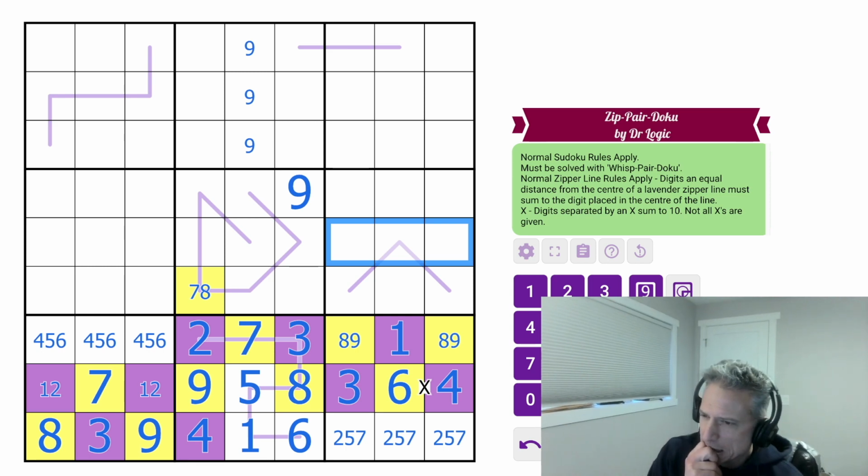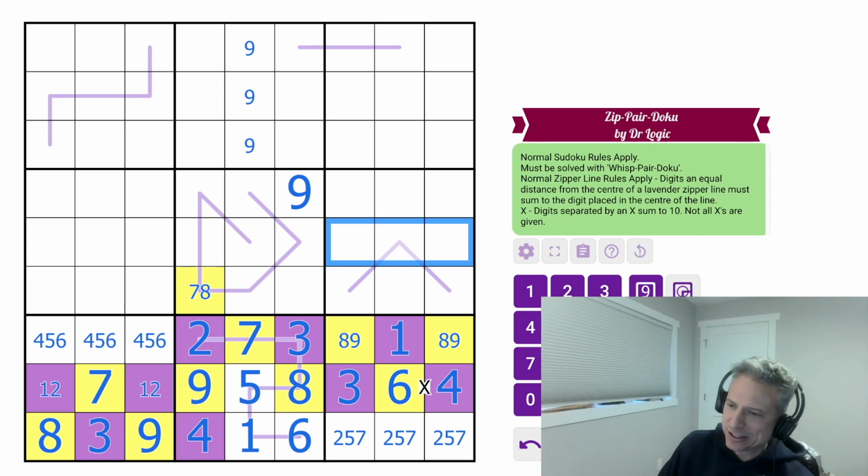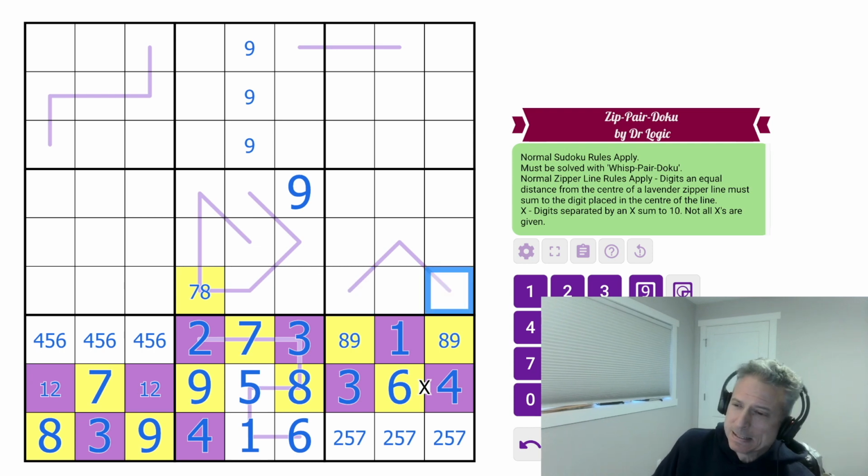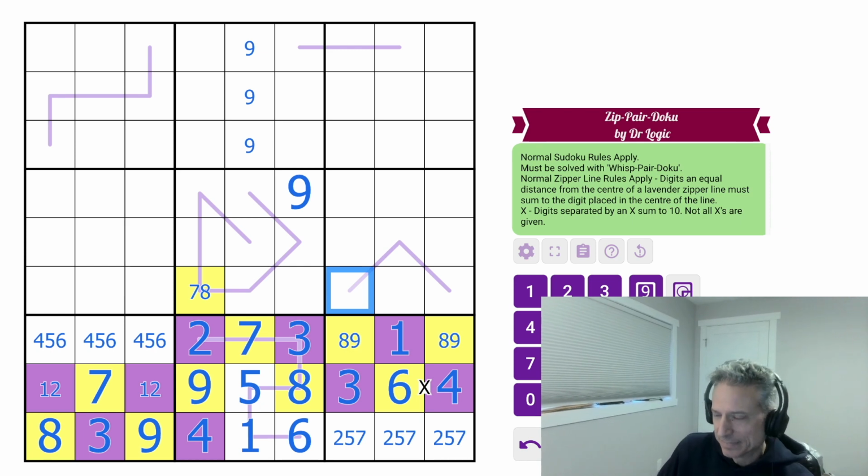I have a small restriction, but it's not really that good. I do know that 9 cannot go in box 6, cell 7 and 9. I don't know if that helps you at all. Probably not. 9 can't go in one of those two places. Yeah, it's not very restrictive. I do know that 9 can't go in 7 or 9 in box 6.